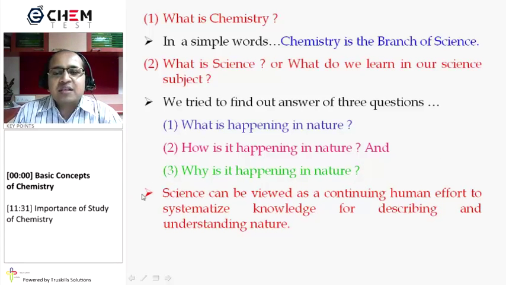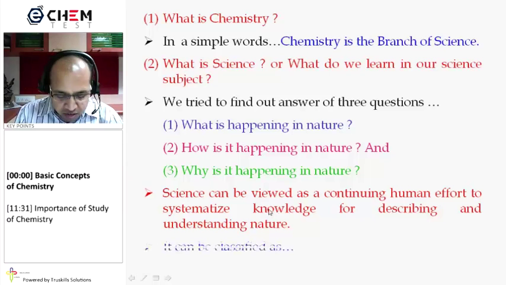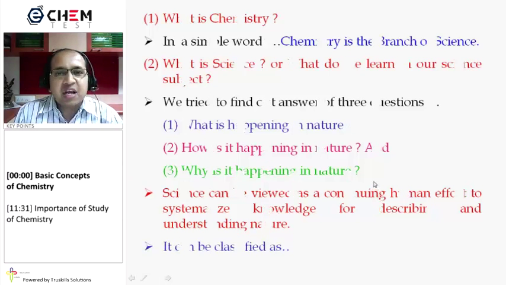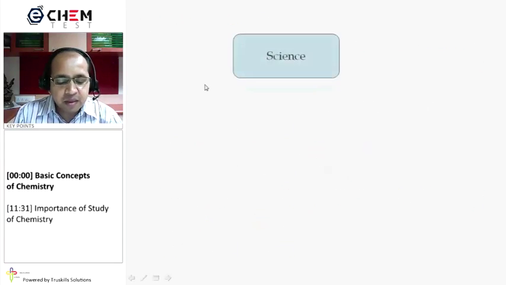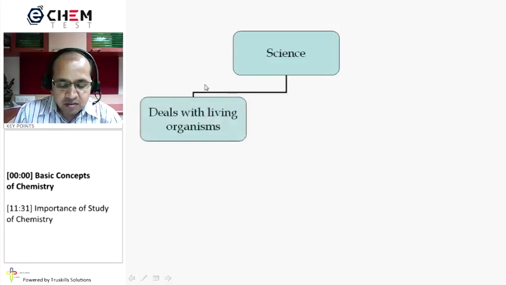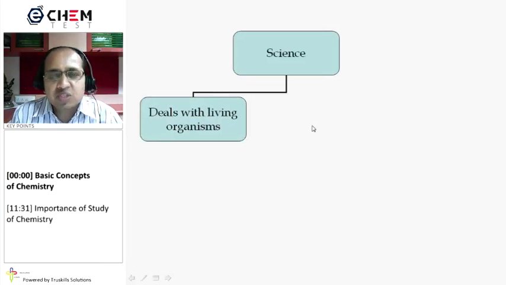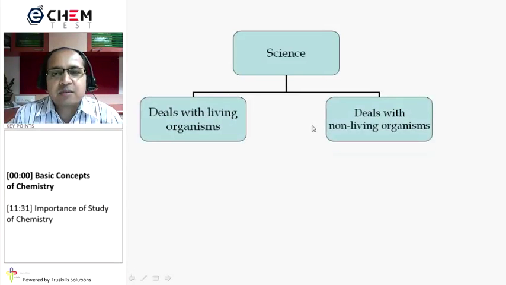So I can say that science can be viewed as a continuing human effort to systematize knowledge for describing and understanding nature. It can be classified as science which deals with living organisms and science which deals with non-living organisms.